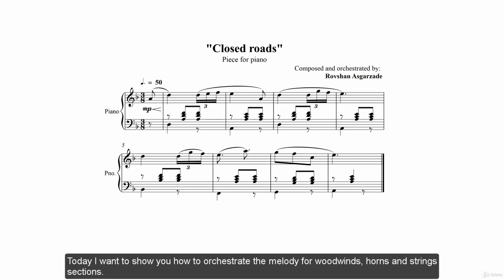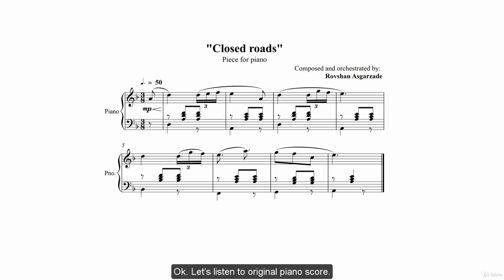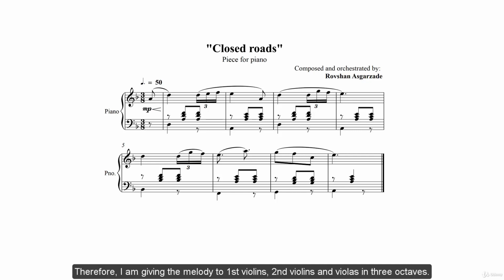Today I want to show you how to orchestrate the melody for woodwinds, horns and string sections. Okay, let's listen to the original piano score. Our lesson today is about chord voicing between horns and woodwinds. Therefore, I'm giving the melody to first violins, second violins and violas in three octaves.